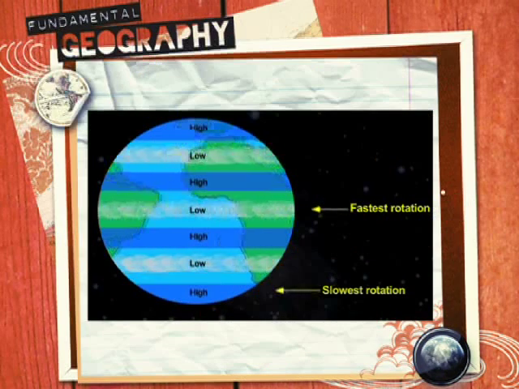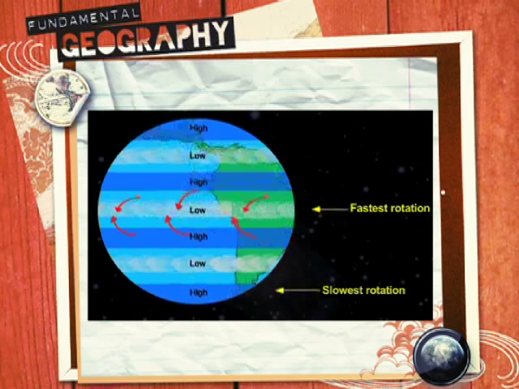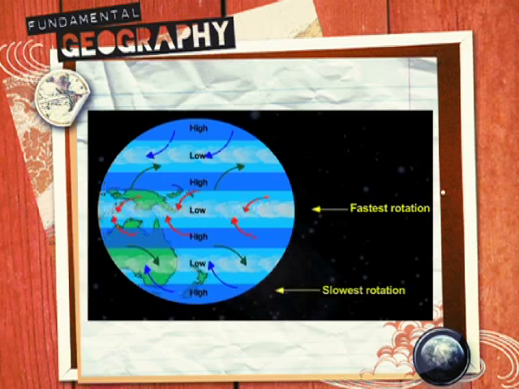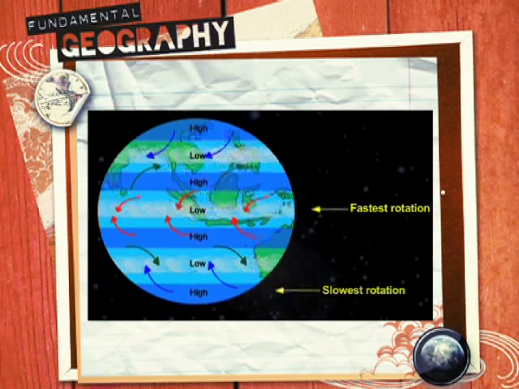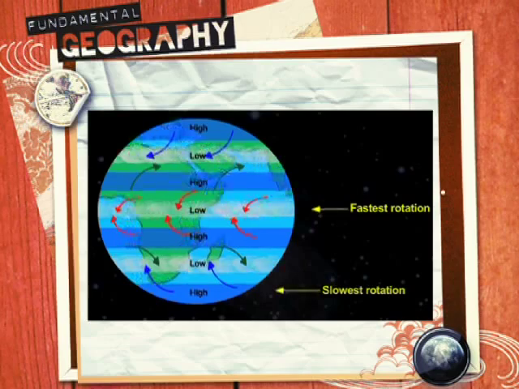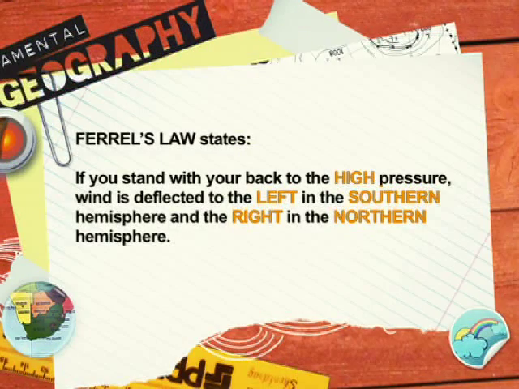But the Earth does rotate, as does the air mass above it, and there is a strong correlation between these movements. As air masses move over the surface, they move to areas of different rotational speed, with the equator moving the fastest and the poles the slowest, causing a deflection from their path known as the Coriolis force. Coriolis force acts according to Ferrel's law, which states that if you stand with your back to the high pressure, wind is deflected to the left in the southern hemisphere and to the right in the northern hemisphere.